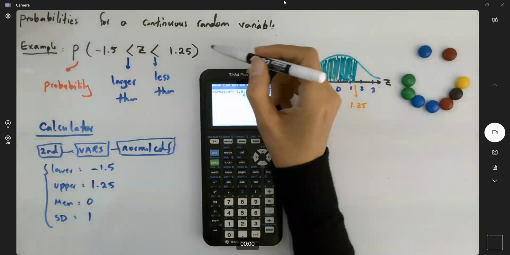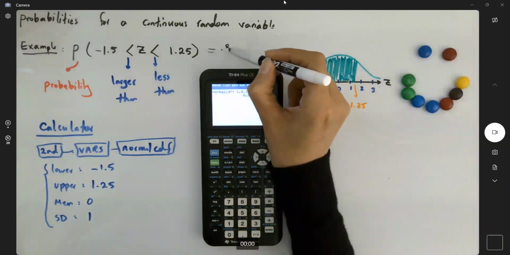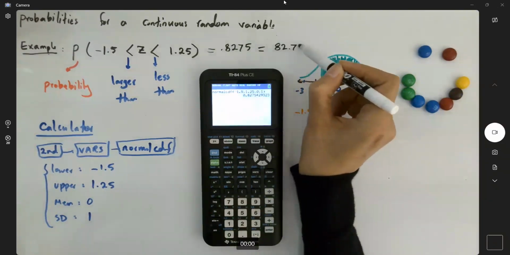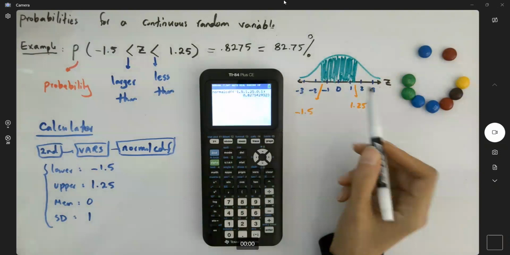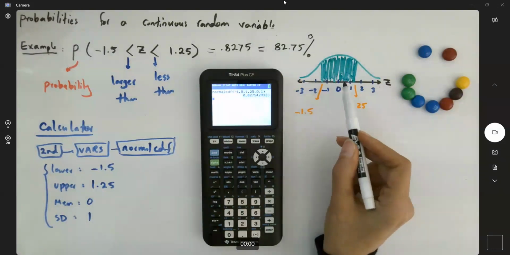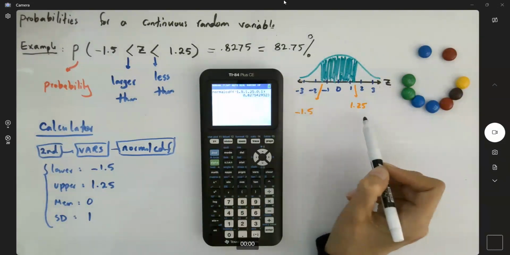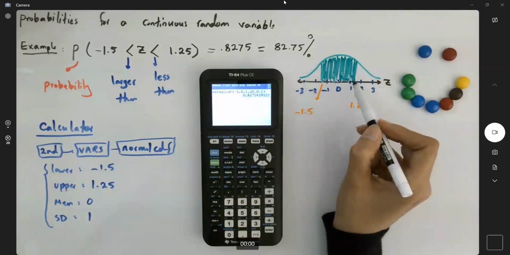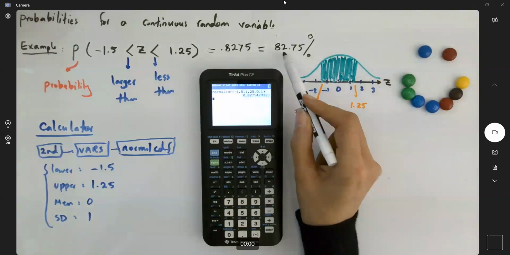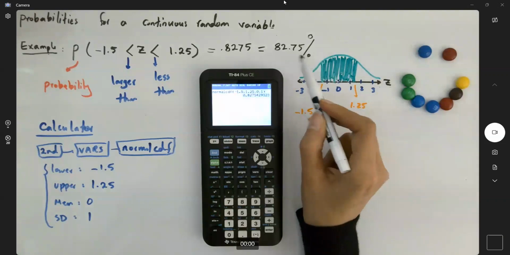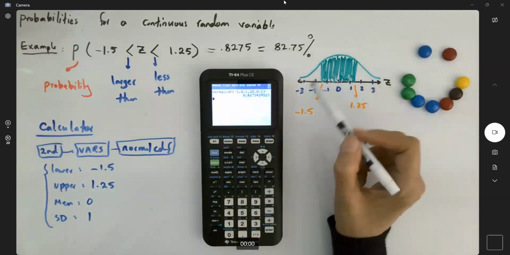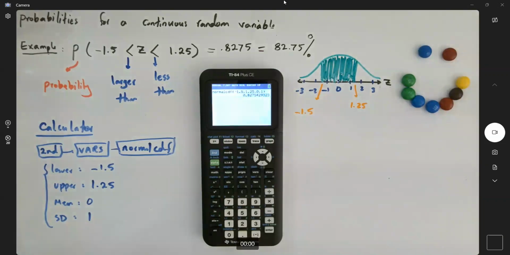So this guy here is 0.8275 or 82.75%. So if your z is moving between negative 1.5 and 1.25, the area, if you take these little bars and add them all together, it's going to be 82.75% or 0.8275 of 100% or 1, the total probability.